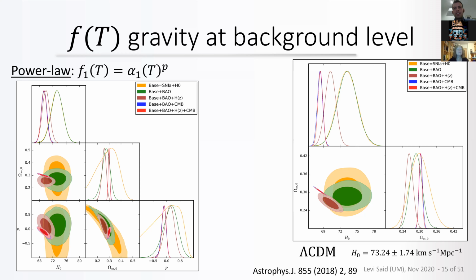And in all cases, it's not exactly centered at 0. What 0 would represent for us is lambda CDM, because even if you look at F1, this would become a constant. Again, f(T), or later on f(T,B), is sort of the extension of TEGR or GR, if you like, which for lambda CDM is just a constant.